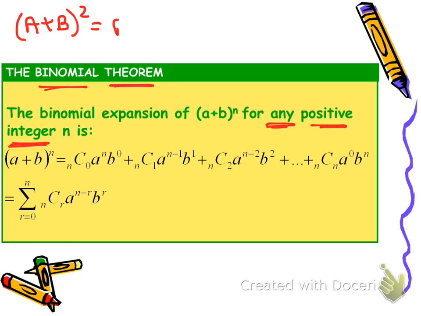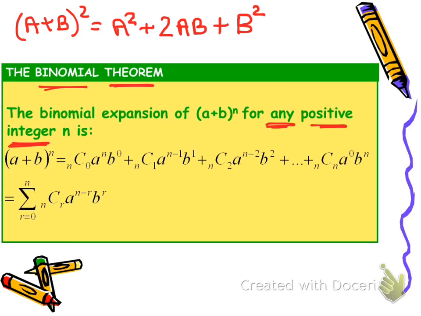Remember, we take the first term a and we square it. Then we multiply 2 times the product of a and b, plus we then take the last term b and square it. Now this is a pattern you should already be familiar with.